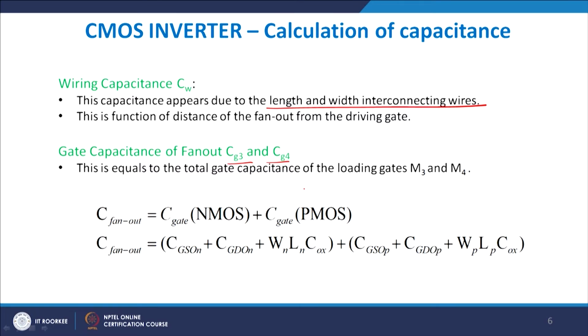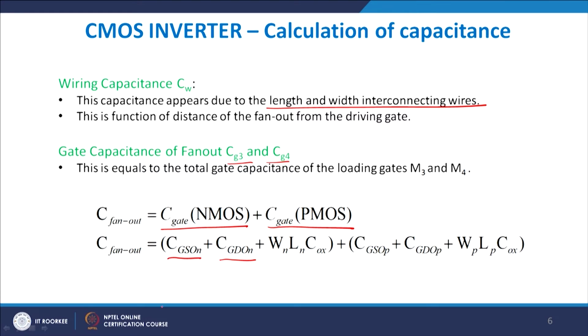The gate capacitance CG3, CG4 comes out from the gate capacitance of the subsequent stage, right? And therefore, fan out capacitance is equal to C gate of NMOS plus C gate of PMOS. I think that is a very simple and straightforward way of looking at it. C gate can again be broken down into two parts, CGSO on N and CGD.